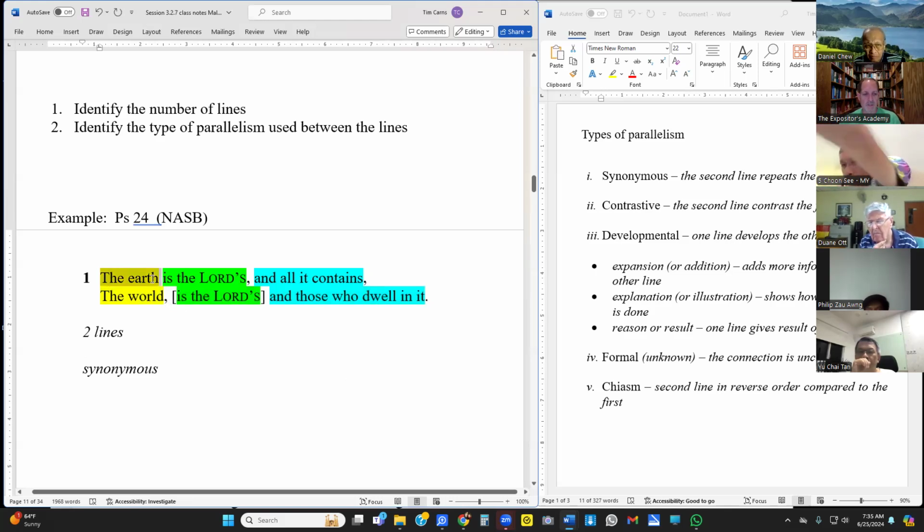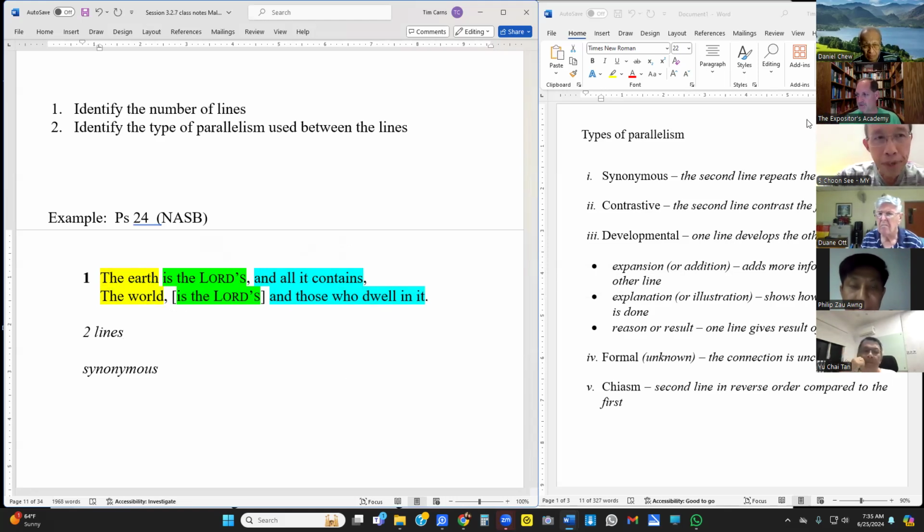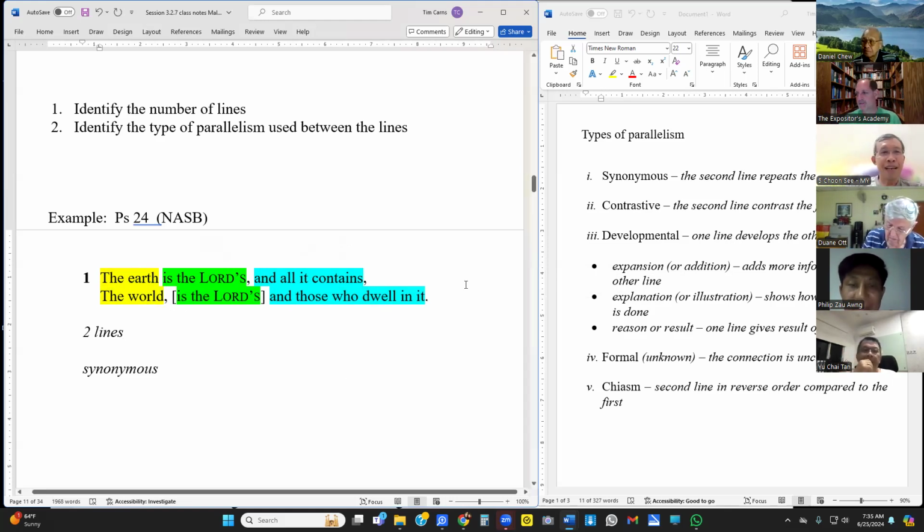Okay, because notice the way it's worded is very similar. The earth, the world, all it contains, those who dwell in it. So this will be a synonymous parallelism in this case. All right, does that make sense? Hopefully you guys remember.